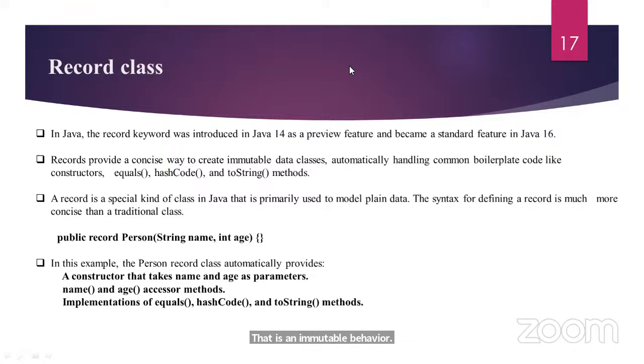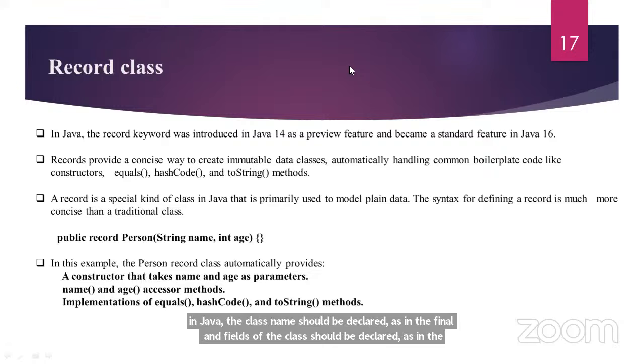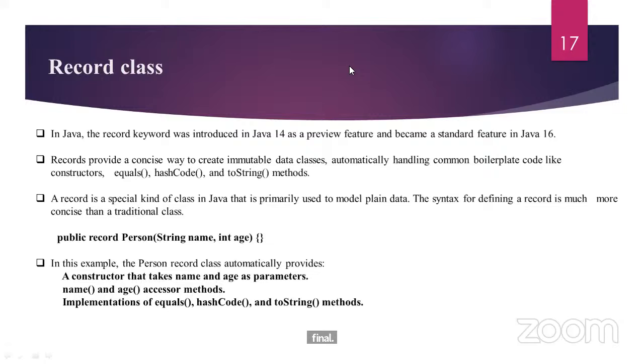When you want to create an immutable class in Java, what steps do you need to follow? It came in Java 14 as a preview feature, and in 17 it becomes stable. To create an immutable class in Java, the class should be declared final, the fields of the class should be declared final, and you need to generate getter methods for those final fields. Those are the steps you need to follow.